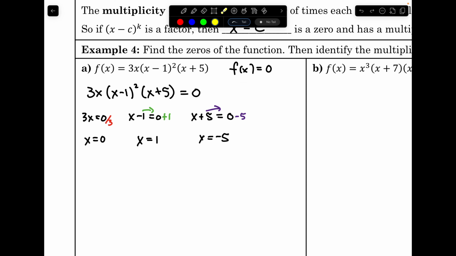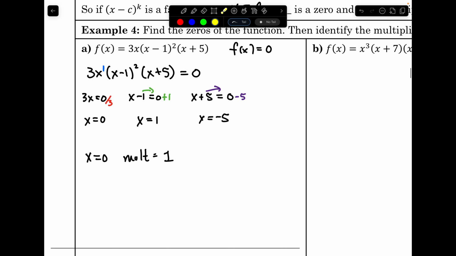To determine the multiplicity, we're going to look at each individual factor right here and see what power each factor is raised to. This first one right here is raised to the power of 1. So x equals 0 has a multiplicity of 1. The way I want you to think about this is that x equals this solution of 0 a total of 1 time.